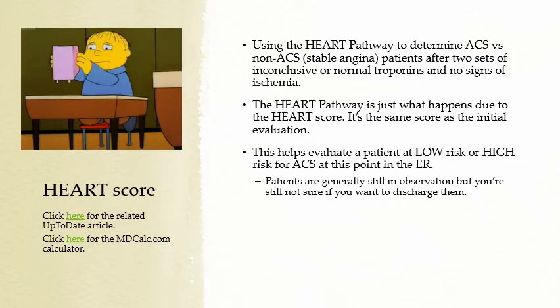Right? If we have ongoing ischemia, that's ACS again. But this is a patient that came in with chest pain. You gave them a little bit of morphine, oxygen, nitroglycerin, aspirin, and the pain went away, but you're still concerned that they might still have an MI, even though they have normal troponins because of their risk factors and age and things like that. So the heart pathway is just what happens to the heart score when you get 2 negative troponins, okay? It's the same score as the initial evaluation. So this helps evaluate a patient at low risk or at high risk for ACS at this point in the ER. So the patients are generally still in observation, but you're just not sure if you want to discharge them yet.